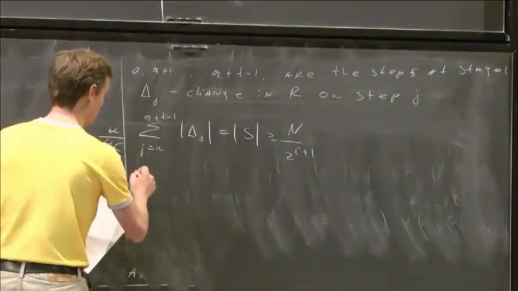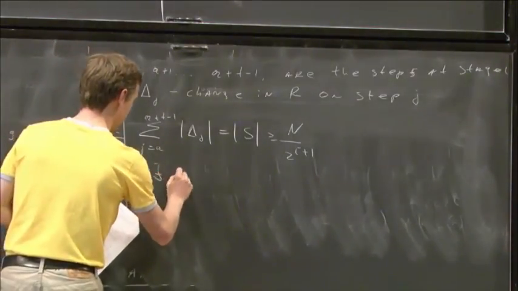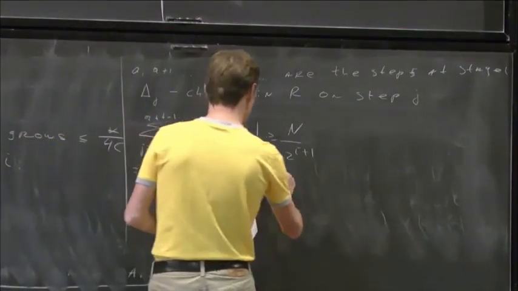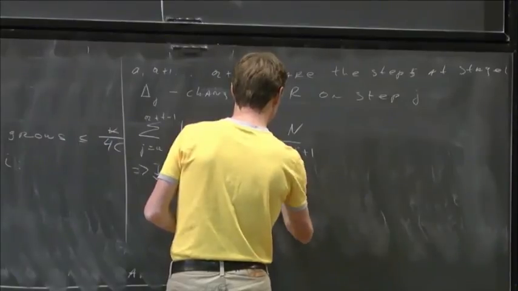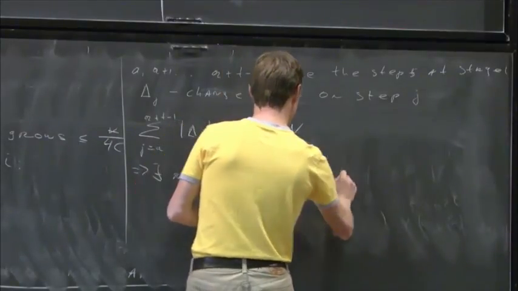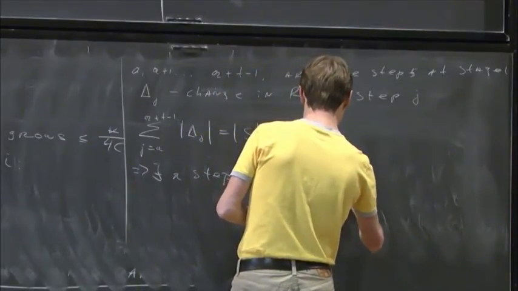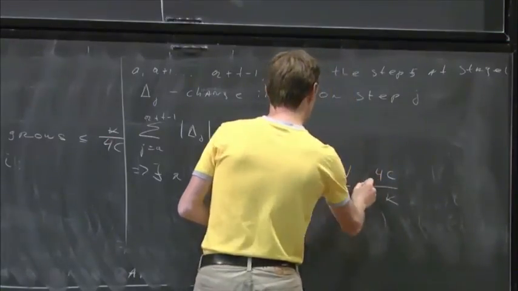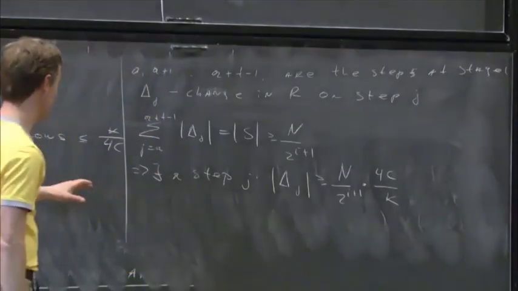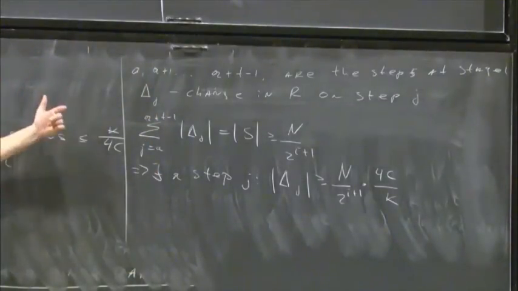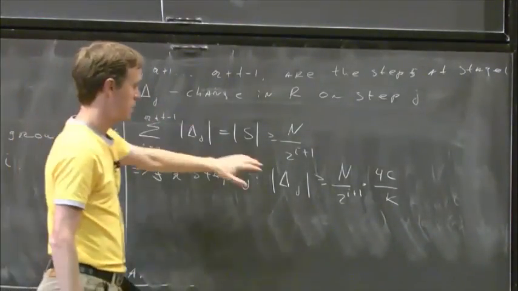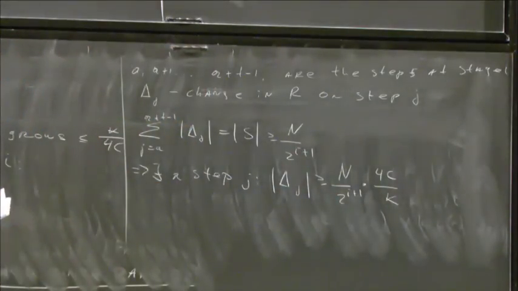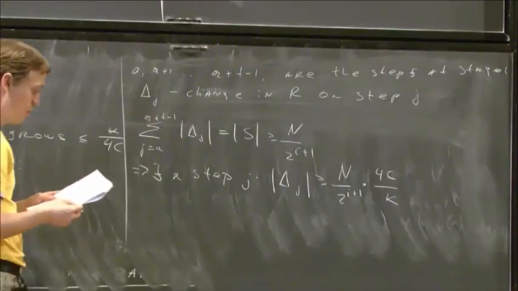And again, just by averaging, there exists a step such that delta J, the change at that step, is at least n over 2^(I+1) times 4c over k. Because we know that there are at most so many steps at the stage, but the total change at the stage is so much. So by averaging, there is a step where the change is at least that much.